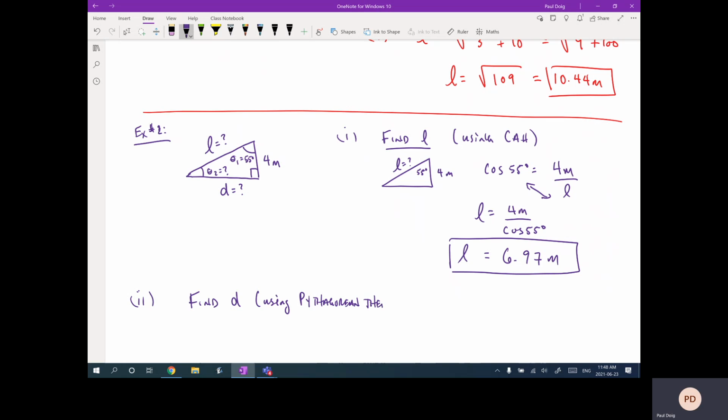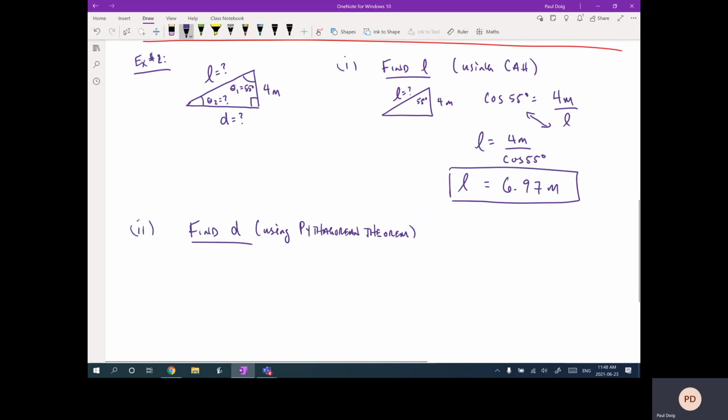So I'm going to use the Pythagorean theorem. How about I spell that correctly? Sorry, theorem. And so let's do that.